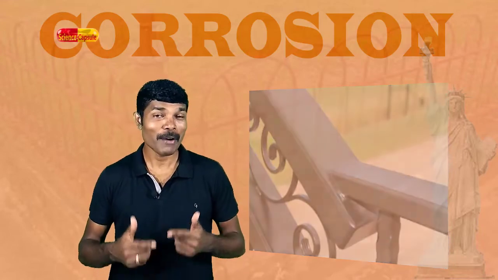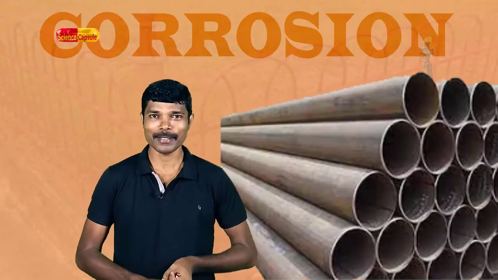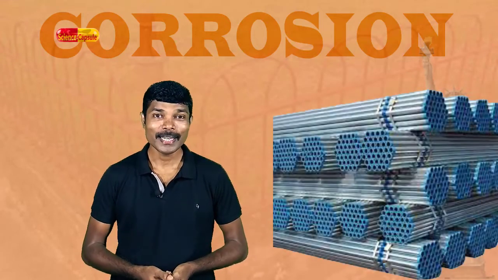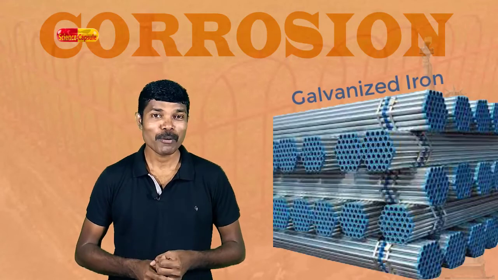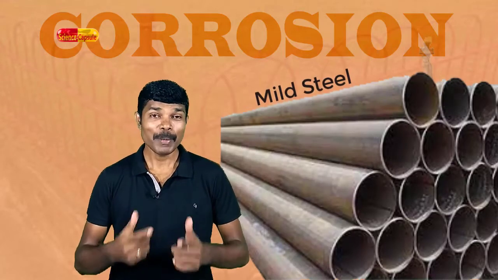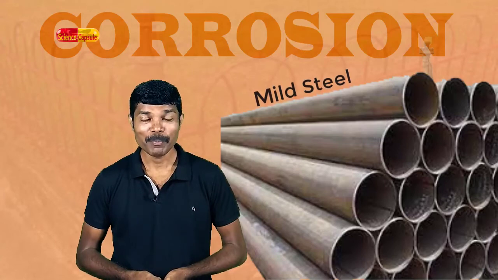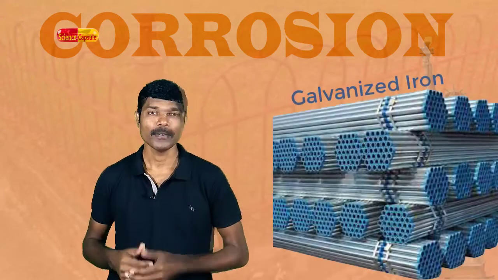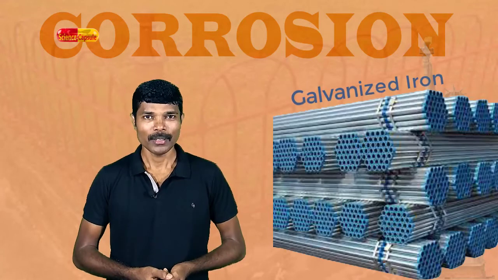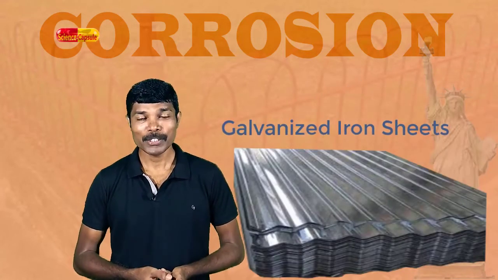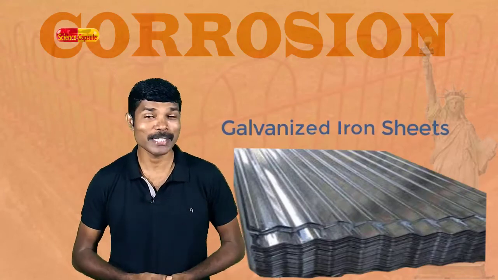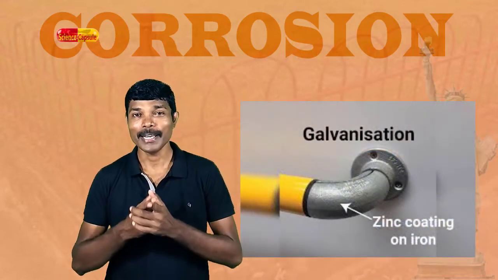In the beginning of the video, we discussed GI pipe and MS pipe, right? Now, the time has come to reveal what GI and MS are. The full form of GI is galvanized iron and the full form of MS is mild steel. People prefer GI pipe over MS pipe because GI pipe does not rust and mostly lasts long. What is this GI pipe actually? GI pipe is iron pipe which is coated by a thin film of zinc. The process by which a thin film of zinc is applied on an iron object is called galvanization.